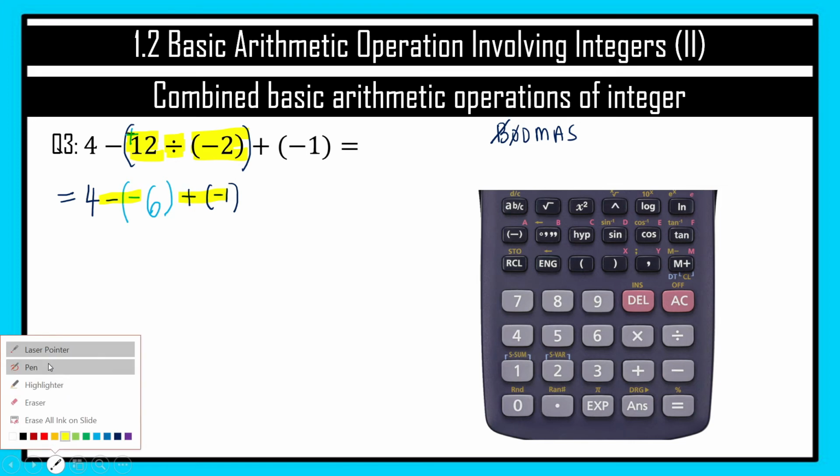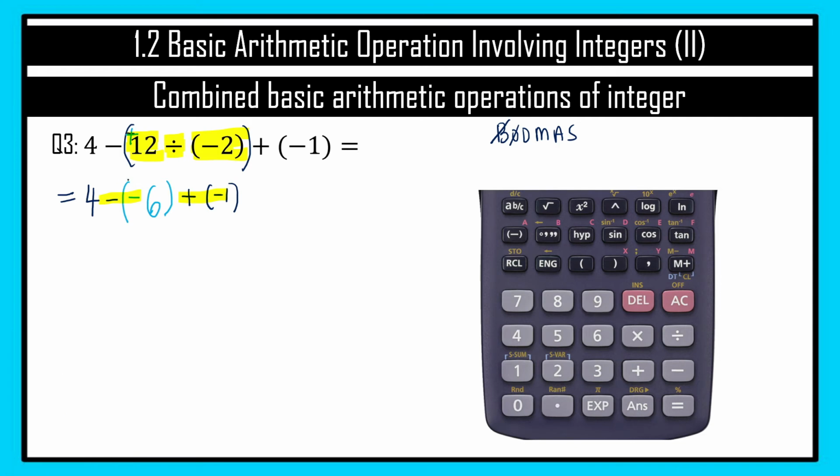I hope that you can understand. So because there is no other number here, the next one that we are going to do is negative multiply negative, as in the bracket is now a multiply operation. The same one will be positive multiply negative, this one.